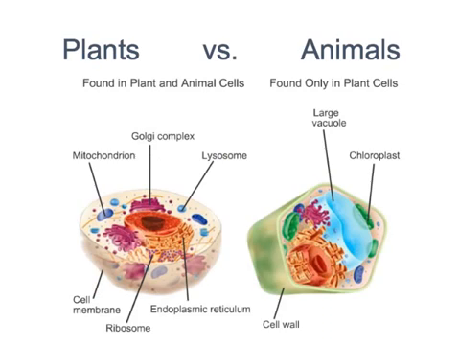Here's a picture showing that main difference. You can see they have a lot of organelles in common. Look, they both have an ER. They both have a nucleus. They both have Golgi bodies. They both have mitochondria. But plants have chloroplasts, large central vacuoles, and cell walls, and animals do not have those three things.